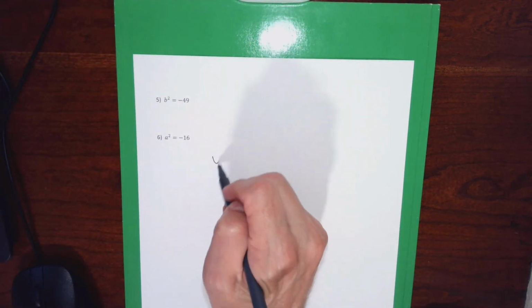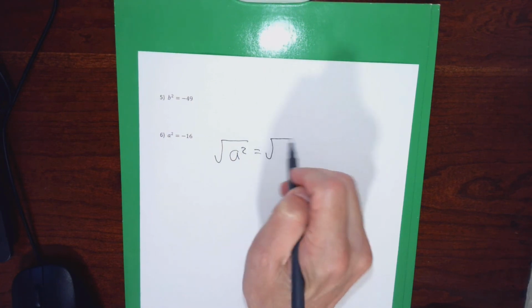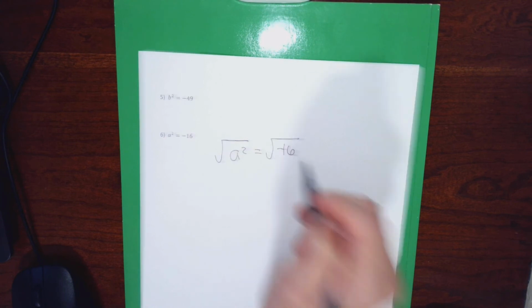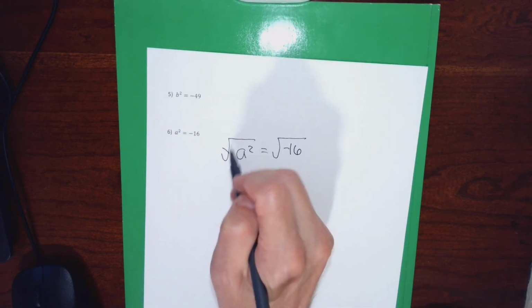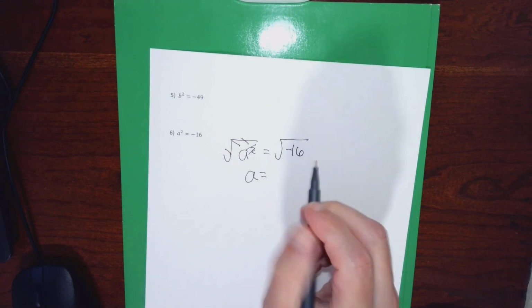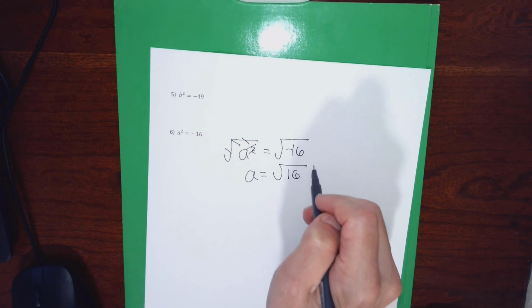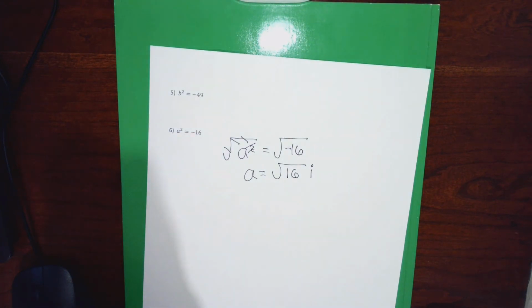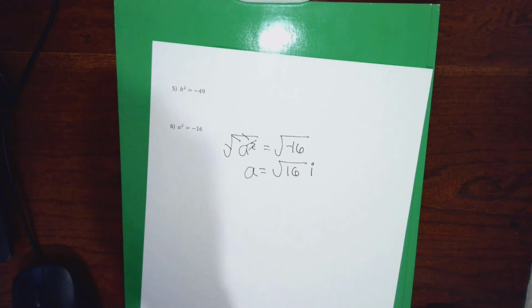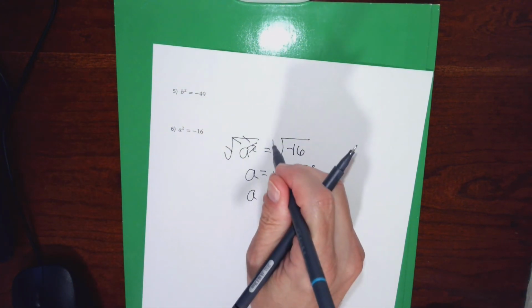Six, I'm going to go square root of a squared equals plus or minus the square root of negative 16. On the left-hand side, square rooting cancels out squares. It's just going to leave me with an a. On the right-hand side, the square root of a negative turns positive if you bring an i after the square root. Forgot the plus or minus sign, minus 2.